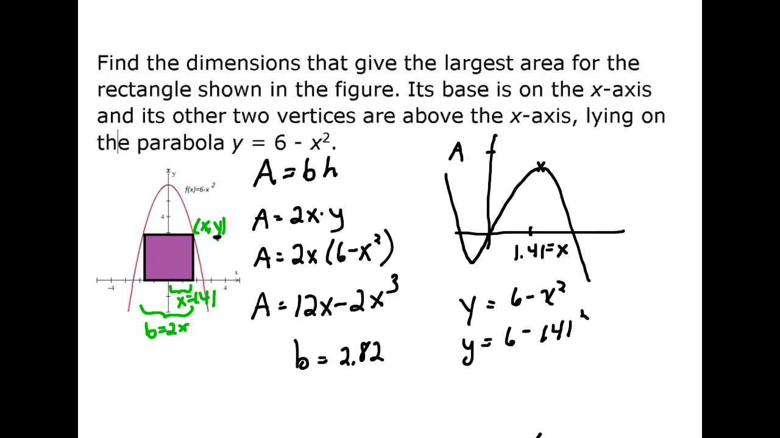So let me put that in the calculator here. So y would be 4.01. So the height here is 4.01 and the base is 2.82. And that will give us the largest rectangle that can have two vertices on the x-axis and two vertices on the parabola.